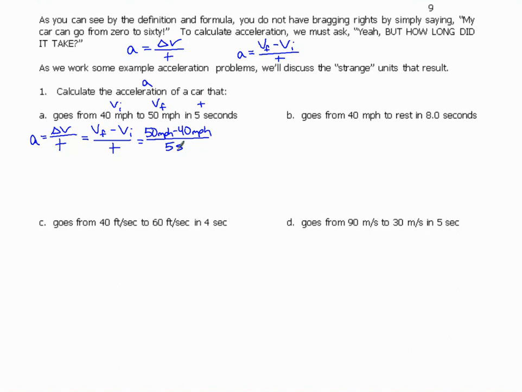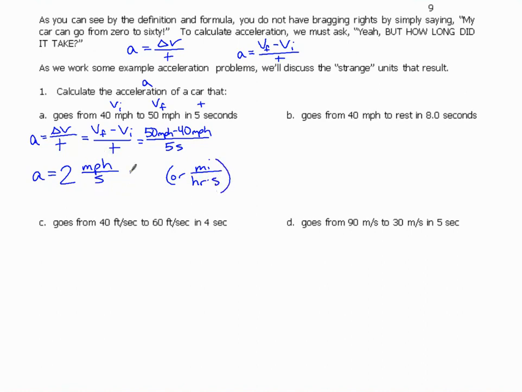So what we find is that our acceleration is going to be 10 over 5. It is 2 miles per hour per second. Or another way you could say the units, it would be miles over hours times seconds.